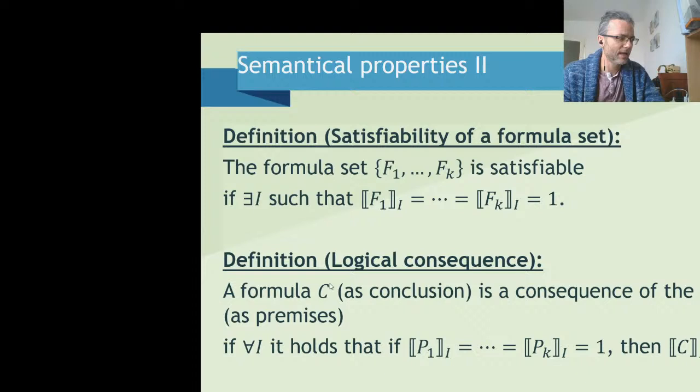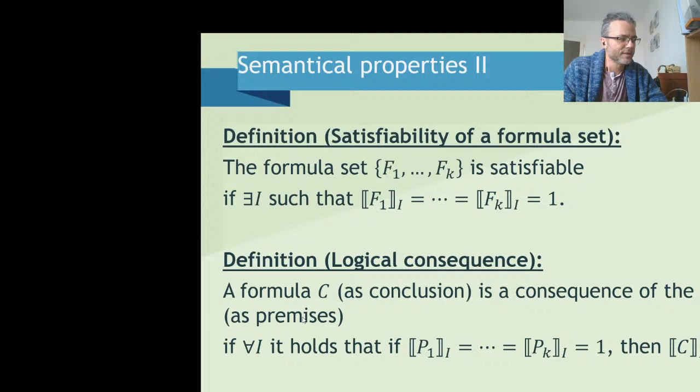So in most of the cases, we would like to know if a formula, a conclusion formula, is implied by other formulas. So for example, let me tell you an example. I would like to check if any of you will be able to pass the exam. But actually, I would like to check if this statement is implied from further statements, which we call premises.